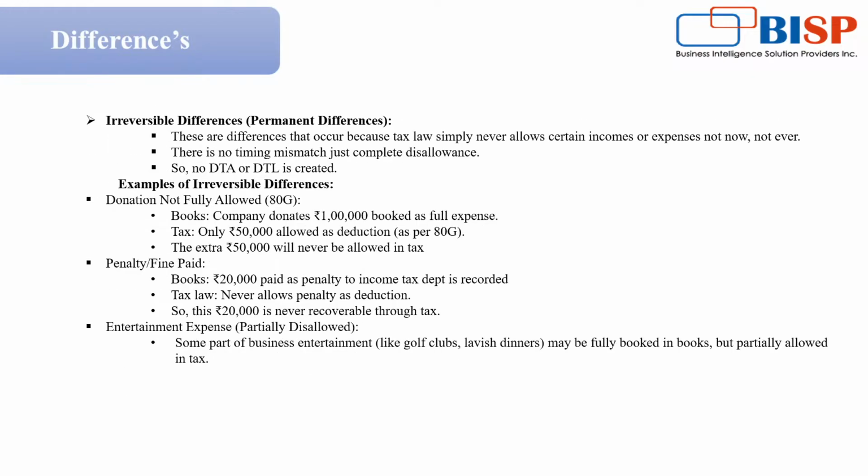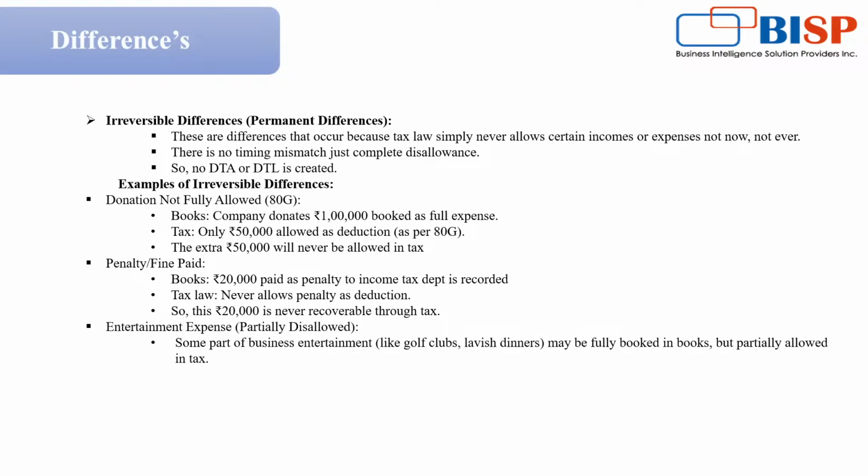The next one we have is the irreversible difference, that is the permanent difference we are talking about, where there is no DTA or no DTL, right? Items never allowed in tax, or allowed only partially with no future makeup, come under this. For example, donation not fully allowed. Under this we are going to study Section 80G, that is the partial case. Other examples are penalties and fines, and entertainment expense partially disallowed. So these are the permanent differences. They affect the effective tax rate, but there is no deferred tax entry.